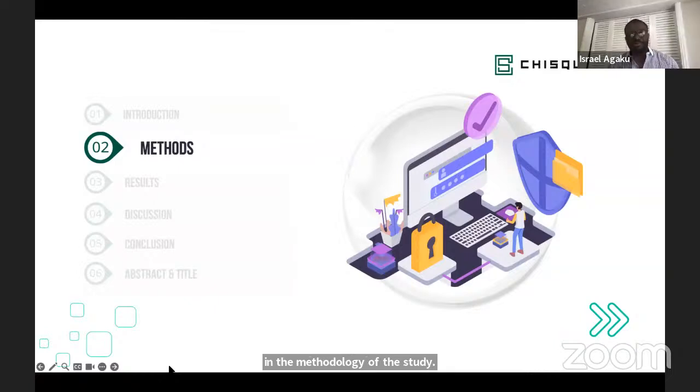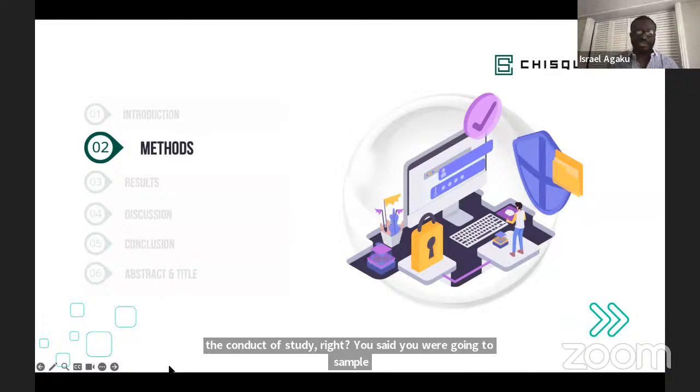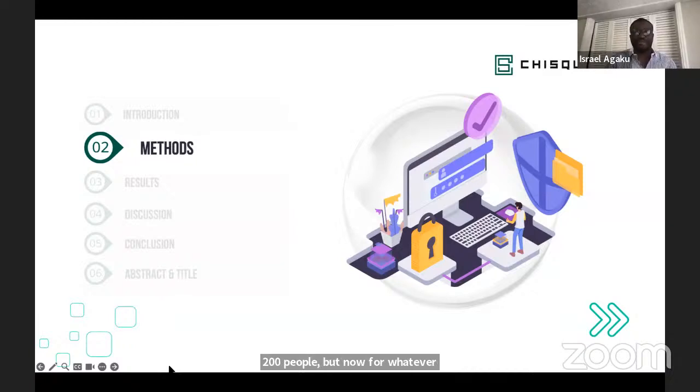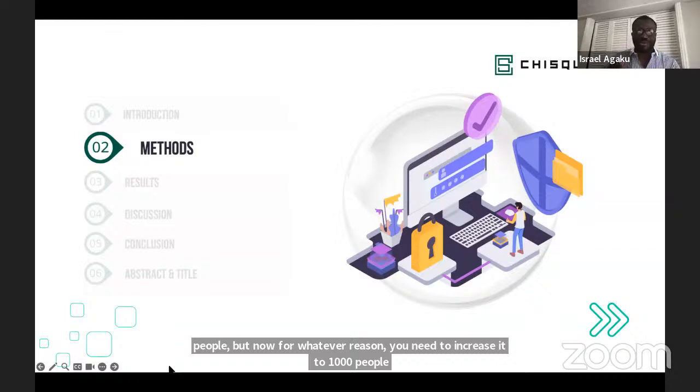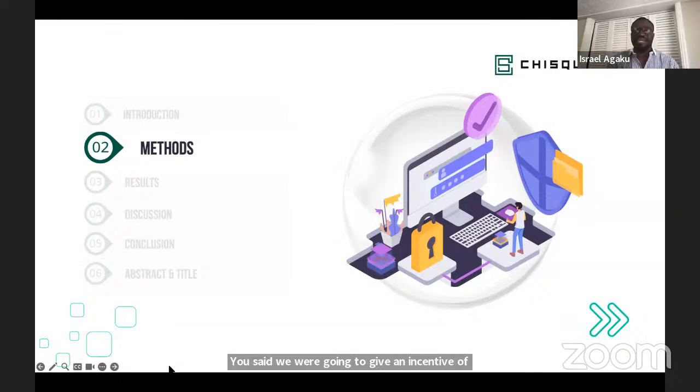You said you were going to sample 200 people, but now, for whatever reason, you need to increase it to 1,000 people. You said you were going to give an incentive of $20, but now you want to give $50. You said you were just going to ask the participants questions, but now you have to take a blood sample, and so on. If any of those things happen, then you need to go back to ethics, but it's not changing the title. That is completely irrelevant to ethical review. So no, that does not warrant going back to ethical review.